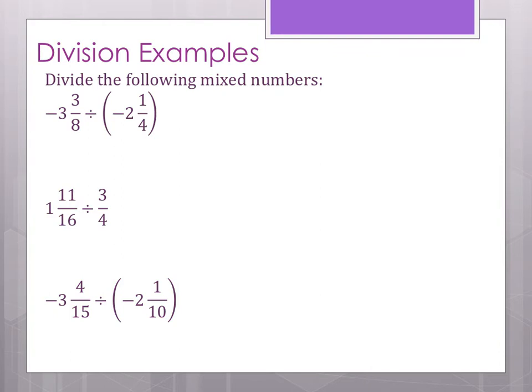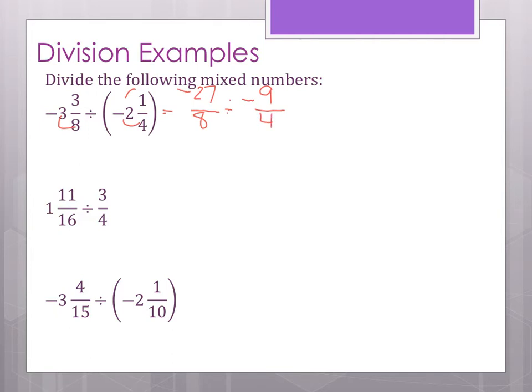Now some division examples. We'll start the same by converting everything to improper fractions. Remember, we keep the signs as they come across, so this first one will be a negative. And then we'll start converting. 8 times 3 is 24, plus 3 is 27, over 8, divided by, we're going to have another negative fraction. 4 times 2 is 8, plus 1 is 9, so we get negative 9/4.